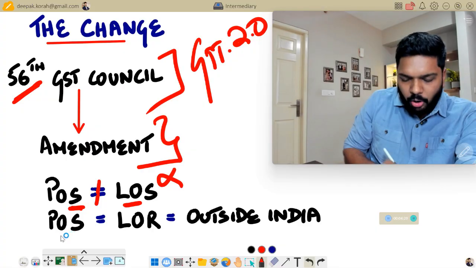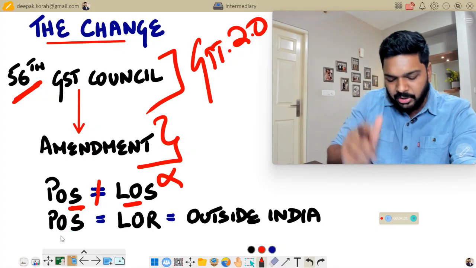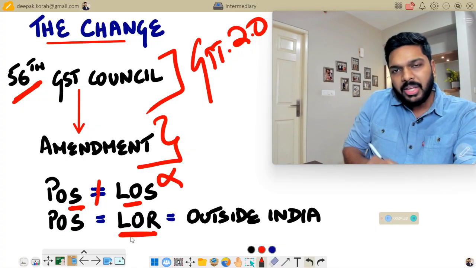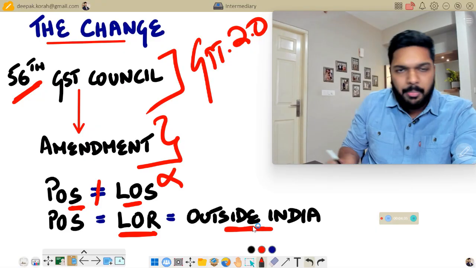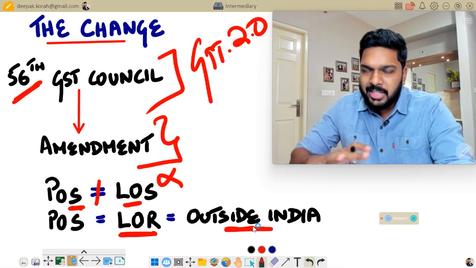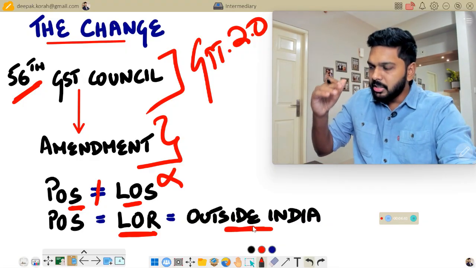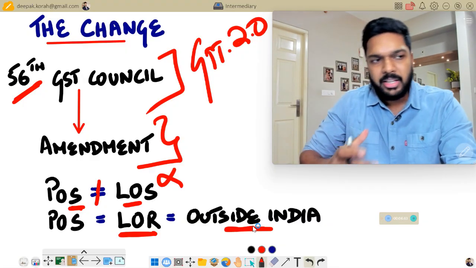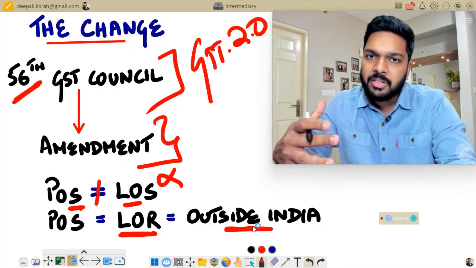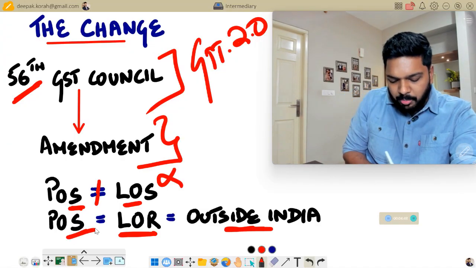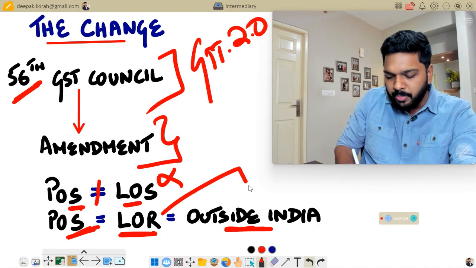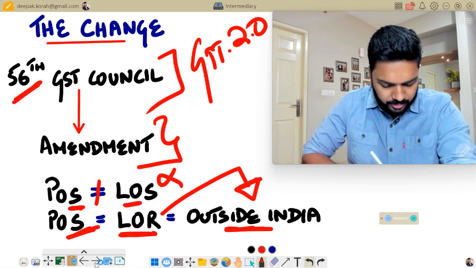And for intermediary services, the place of supply will be the location of the recipient. That will be a person outside India in our particular case, which basically means that the government is trying to recognize the intermediary service being provided by the intermediary or the agent as an export of service, because now place of supply is going to be the location of the recipient, that's basically the place outside India.